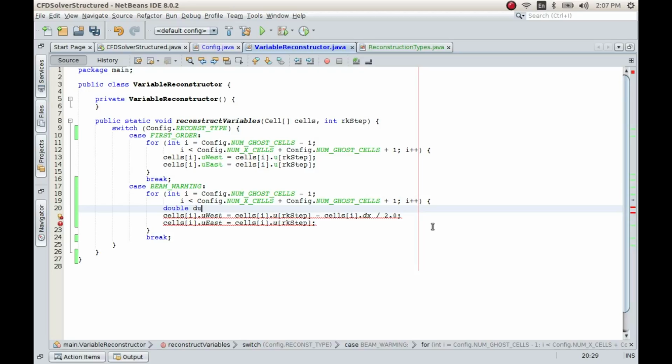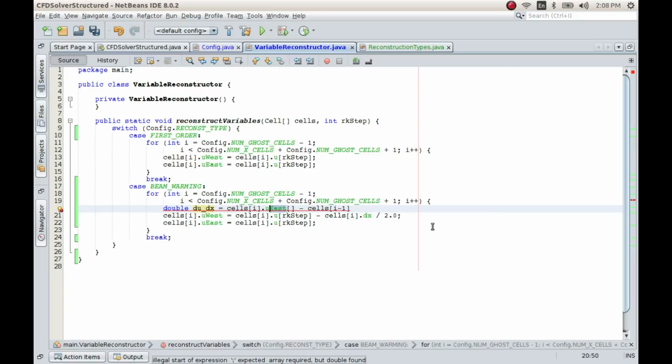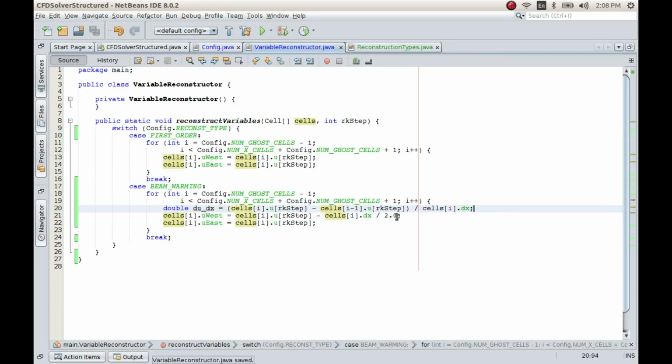It will be given by the backward difference, so it will be cells i minus cells i minus 1 dot u, and divided by delta x. Right, so we'll have du by dx now, and this has to be multiplied by dx by 2, so that will give us the value here.